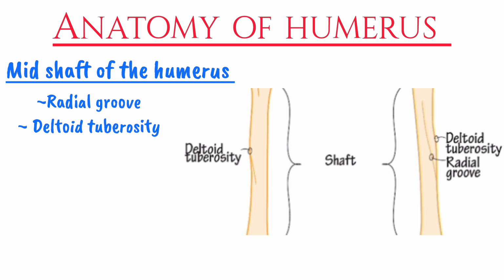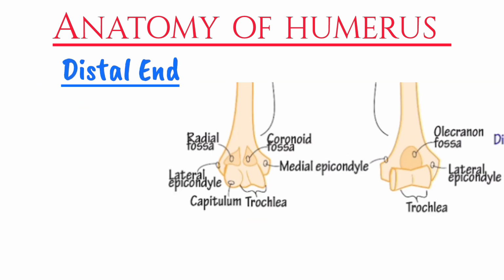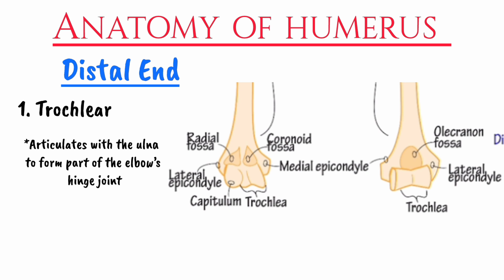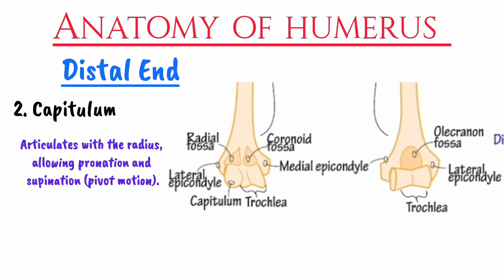Let's talk about the distal end of the humerus. In the distal end of the humerus, you find number 1, the trochlea. The trochlea is a pulley-like structure on the medial side of the distal humerus. It articulates with the ulna to form parts of the elbow hinge joint. Number 2, capitulum. The capitulum is a rounded dome-shaped structure on the lateral side of the distal humerus. It articulates with the radius, allowing pronation and supination.